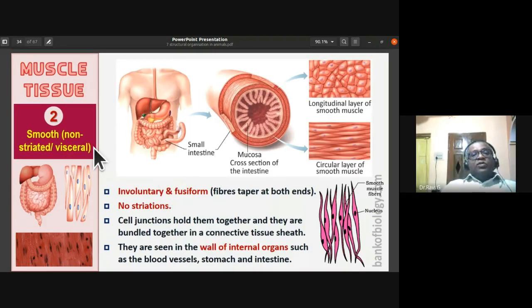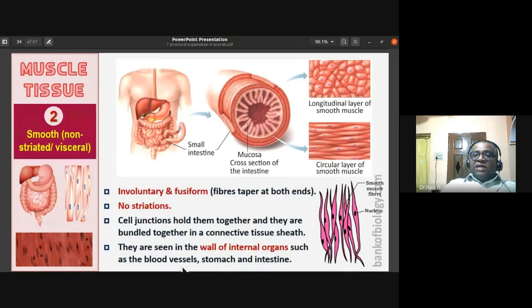Now the second one, smooth or non-striated or visceral muscles. They are involuntary muscles and they are fusiform. The fibers taper at both ends, which is why we call them fusiform muscles. You can see the spindle shaped cells with tapering ends. They have no striations, but have a prominent, distinct nucleus. Cell junctions hold them together and they are bundled together in a connective tissue sheath.